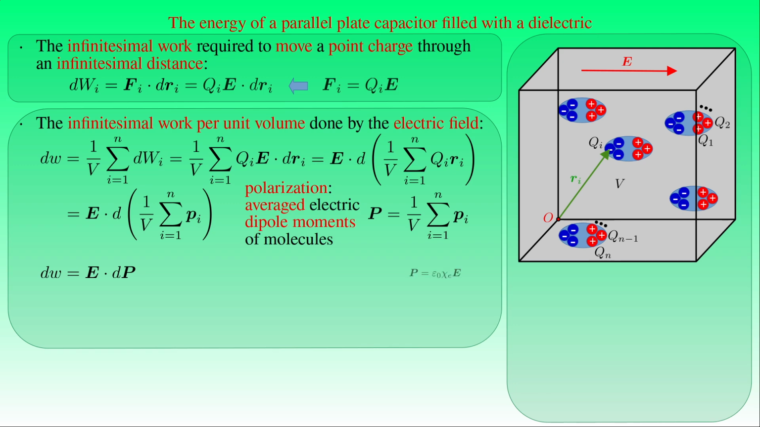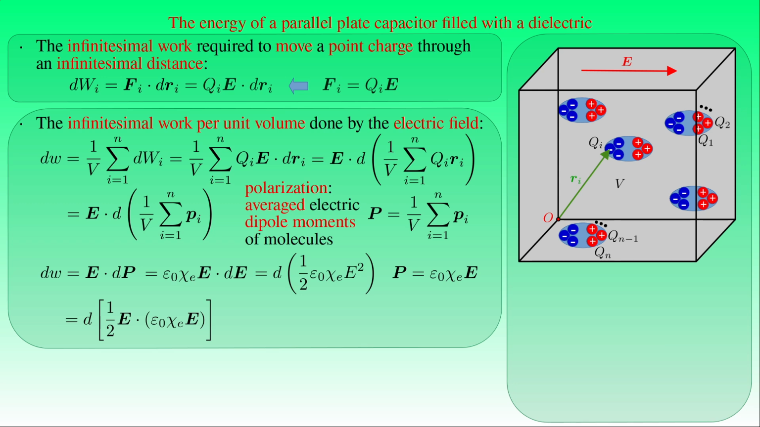If we apply the formula stating that the polarization P is given by the vacuum permittivity epsilon naught times the electric susceptibility chi E of the linear dielectric slab between the plates of the capacitor, then the right-hand side of the equation can be written as epsilon naught times chi E times the dot product of the vector E and the differential of the vector E. This expression is also equal to the differential of 1 over 2 times epsilon naught times chi E times the square of the magnitude of the vector E, where E squared is simply equal to the dot product of the vector E with itself. By substituting the polarization P back into this equation, we can write the infinitesimal work per unit volume as the differential of 1 over 2 times the dot product of the vectors E and P.